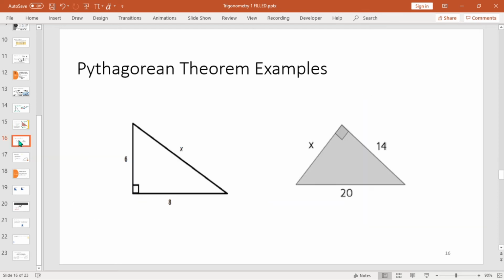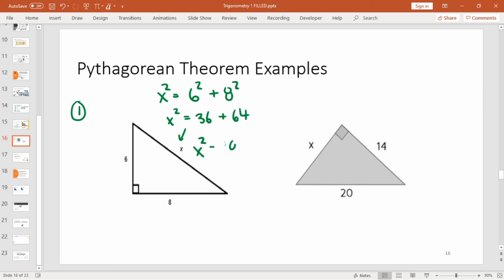So let's see that at work. My first triangle here, number 1, I am looking for the hypotenuse, so I know I'm going to be using c squared equals a squared plus b squared. So I'm going to go with x squared equals 6 squared plus 8 squared. Respect your order of operations. Do the squaring first. After you square, you can add. So if x squared is equal to 100, I need to undo the square. You're going to do that by taking the root of both sides. So x is equal to root 100. And if you put that into your calculator, x is equal to 10.